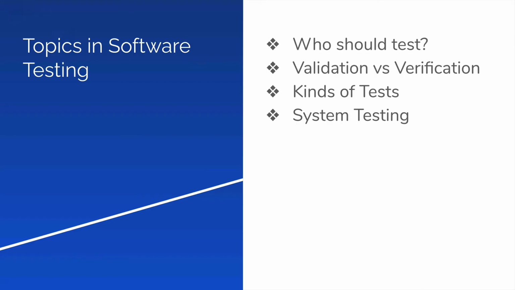This is an overview of the topics that we're going to cover in this section. Who should do the testing? The developer or an independent tester? What is validation? What is verification? And what is the difference between them? What are the different kinds of tests we can run? And finally, what is system testing? And what are the different kinds of system tests that we can run?